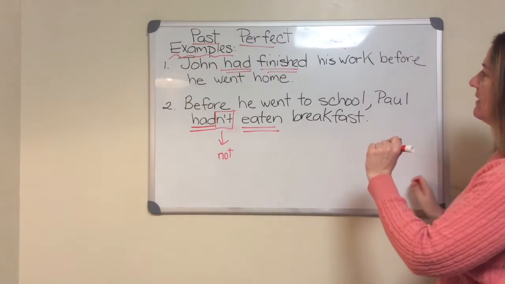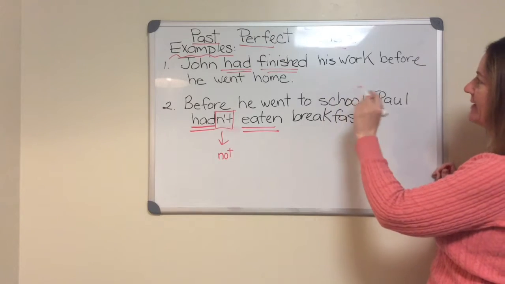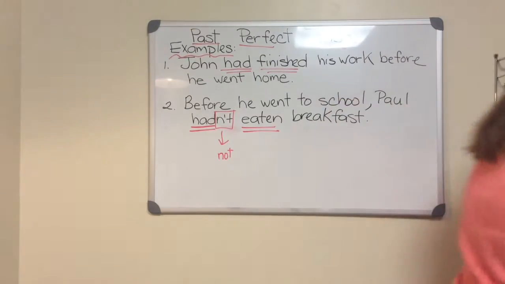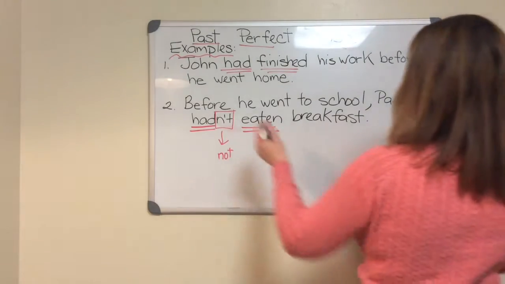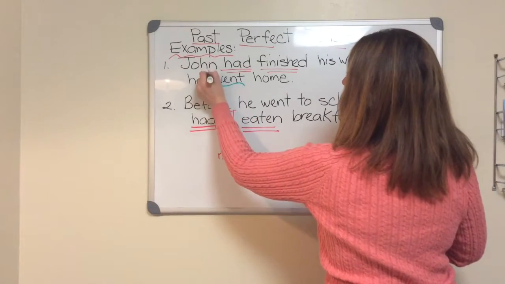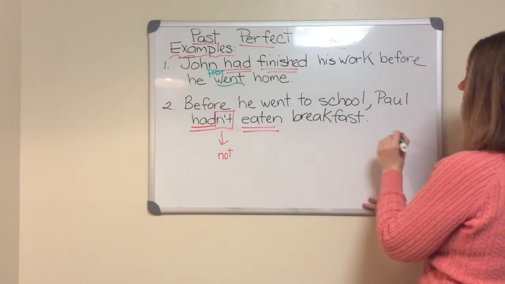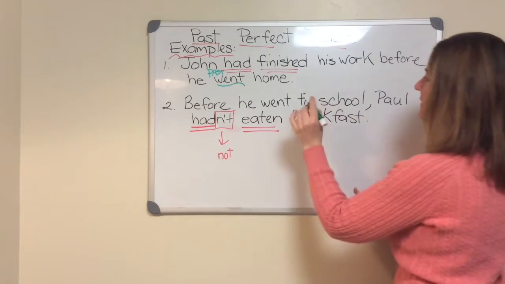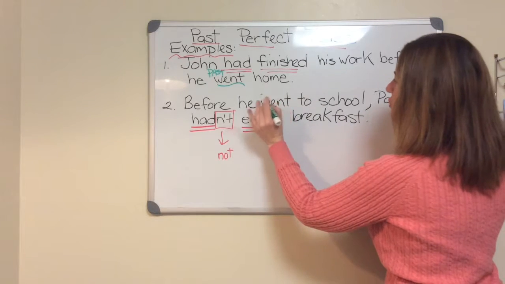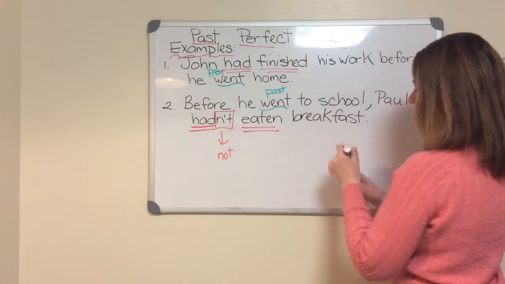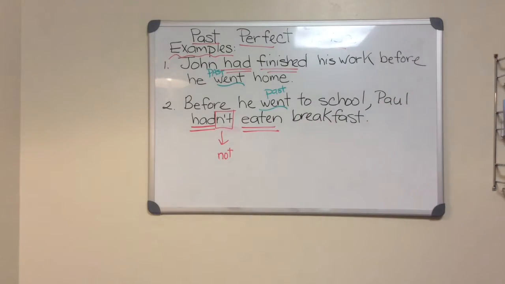And then let's now identify the past. John had finished his work before he went home. Let's put the past tense in green. Fabulous. Before he went to school, Paul hadn't eaten breakfast. So we're going with past. So let's make a little model here.